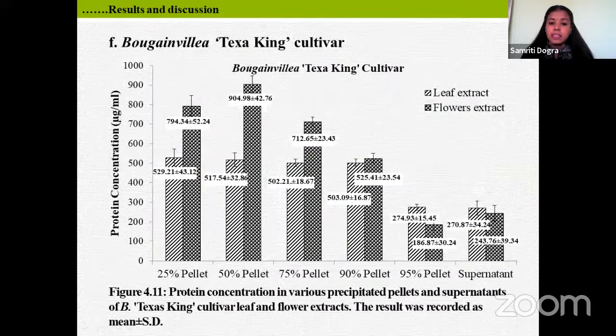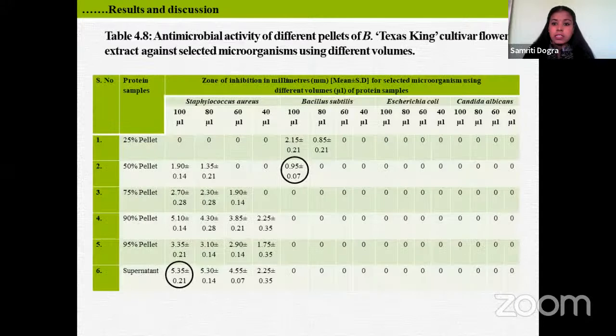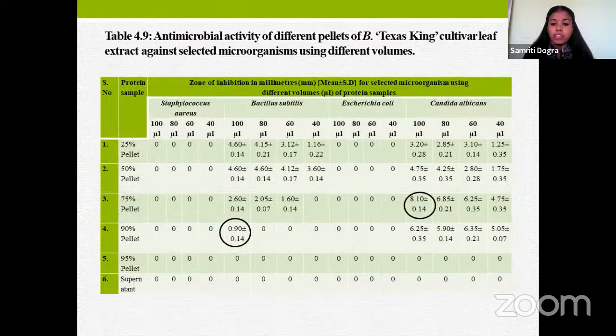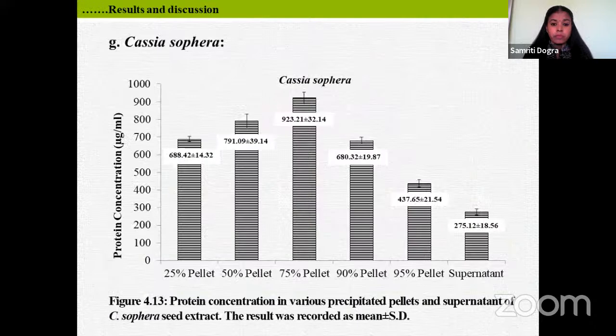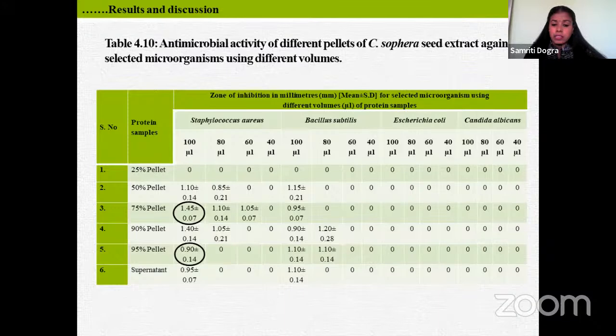Bougainvillea Texas King, here the leaf and flower extract both are used. The maximum protein concentration was observed in 50% in case of flower extract, and in case of leaf extract, maximum concentration was recorded in 25%. This is the flower extract showing activity against Staphylococcus aureus, and the leaf extract showing activity against Candida albicans. And these are a few figures. Next is Cassia sophera showing protein concentration maximum at 75% and the zone against Staphylococcus aureus and against Bacillus. These are the photographs showing the zone of inhibition with the minimal.